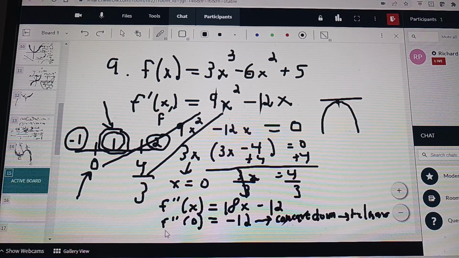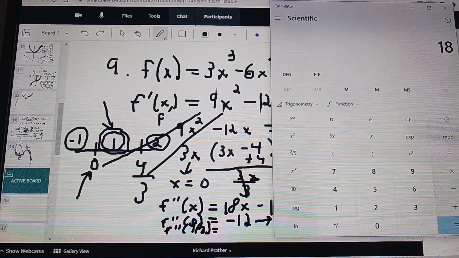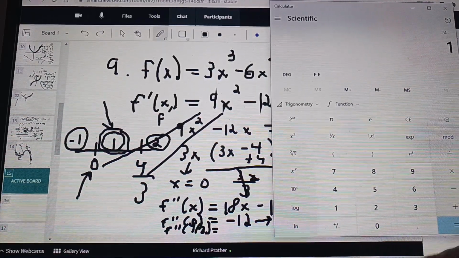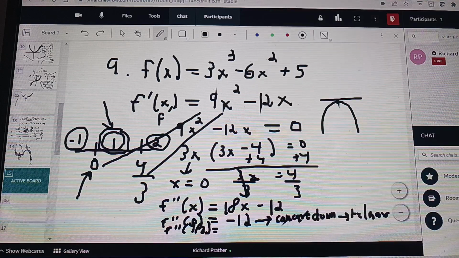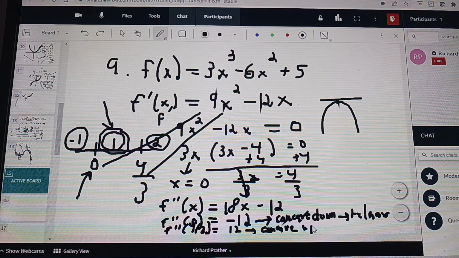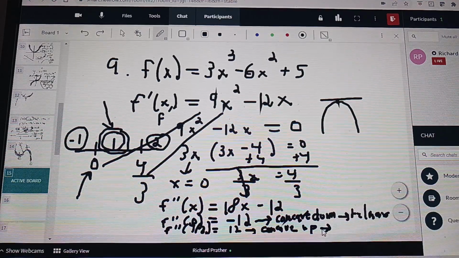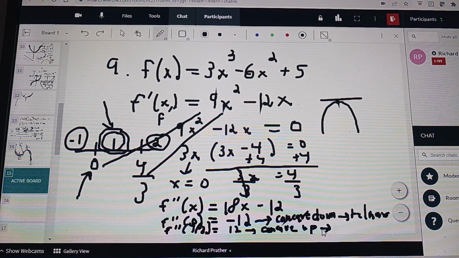That's a relative max because it's curved downward, so it's going to be like an upside down parabola and have a high point. And then the second derivative at 4/3 is a little harder to do, but even in a basic calculator, you could type 18 times 4 divided by 3 minus 12. It's positive there, positive 12. That means it's concave up. And if you're just concave up in general, that doesn't tell me it's a max or a min. But if you're concave up exactly at a critical number, right at that spot where it's kind of flat, that's a relative minimum.